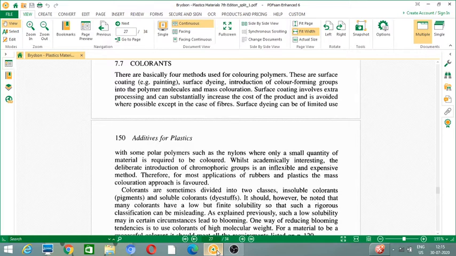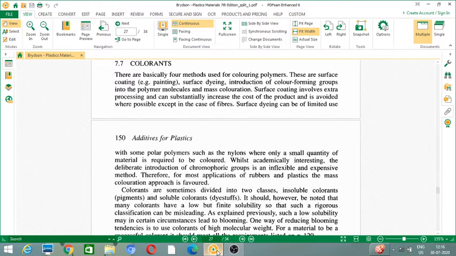Colorants are sometimes divided into two classes: insoluble colorants, which include pigments, and soluble colorants, which are dyestuffs. It should, however, be noted that many colorants have low but finite solubility, so that a rigorous classification can be misleading. So because of this solubility, classifying between dyestuffs and pigments is quite tough. As explained previously, such a low solubility may, in certain circumstances, lead to blooming. Blooming is nothing but an outward growth which looks bad. One way of reducing blooming tendency is to use colorant of high molecular weight.